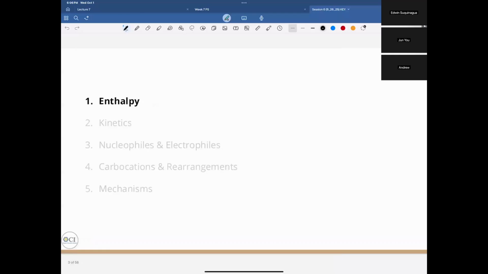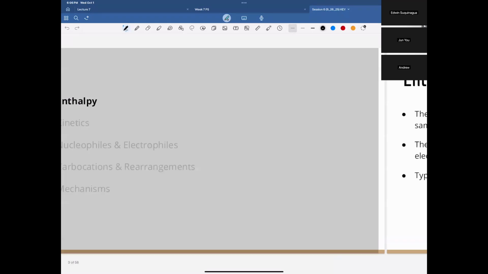Okay. So today, our session can be split into 5 subtopics: 1, enthalpy; 2, kinetics; 3, nucleophiles and electrophiles; 4, carbocations and rearrangements; and then the last one is mechanisms. These last 3 bullet points are probably going to be the most important, the focal point of this OCI session. So yeah, without further ado, let's get started.